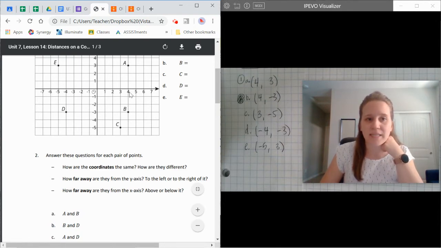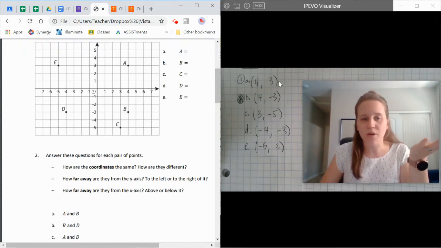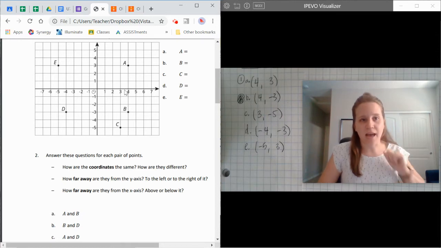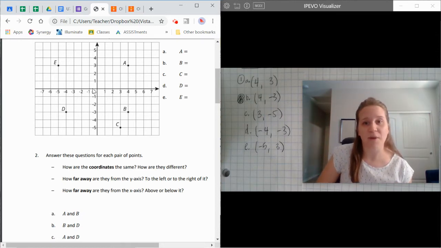So let's consider the points A and B. Look at the ordered pairs for A and B. What do you notice is the same, and what do you notice is different? Maybe you notice that the x coordinate, or the x value, was the same. Yeah, they're both at +4 on the x-axis. That means they are 1, 2, 3, 4 units to the right of the 0 of the y-axis.